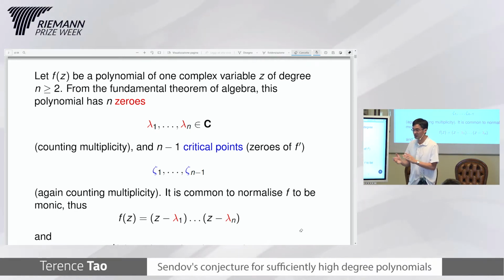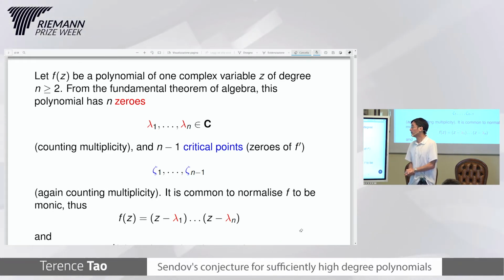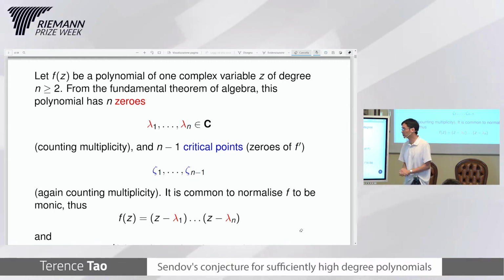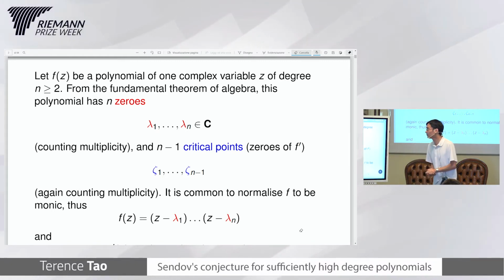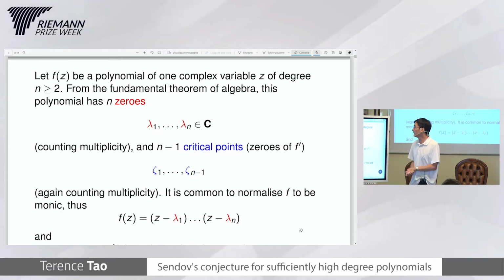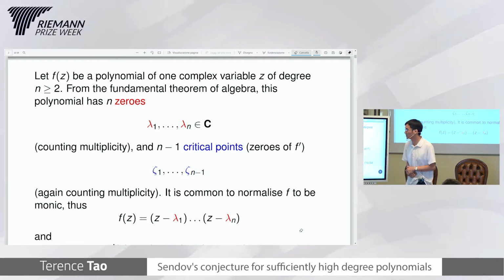Just take a polynomial of one variable, which we call f of z. And let's make it nonlinear. Let's make it have degree n, and n is at least 2. So quadratic or cubic or higher polynomial. So we all know the fundamental theorem of algebra, that any polynomial of degree n in the complex plane has n zeros. And zeros I'm always going to write in red. Lambda 1 to lambda n are the zeros.